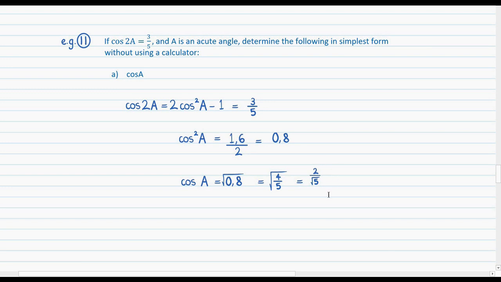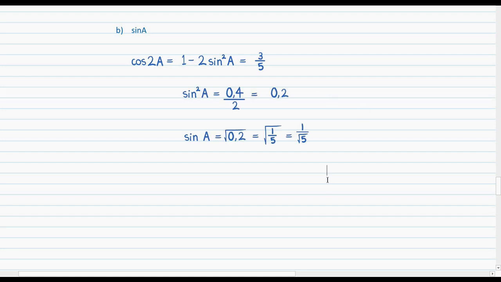Then for the next part, we need to find the value of sine A, and you'd use a similar approach to the first part, where now you'd represent cos 2A using the form just consisting of sine A in it, which was cos 2A equals 1 minus 2 sine squared A, which would equal 3 over 5. And again, just make sine A the subject and solve for it. Finally giving the value of sine A as 1 over root 5.